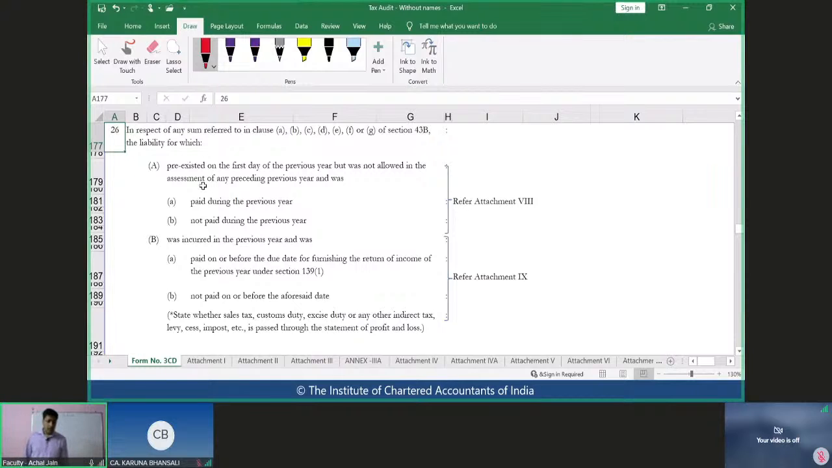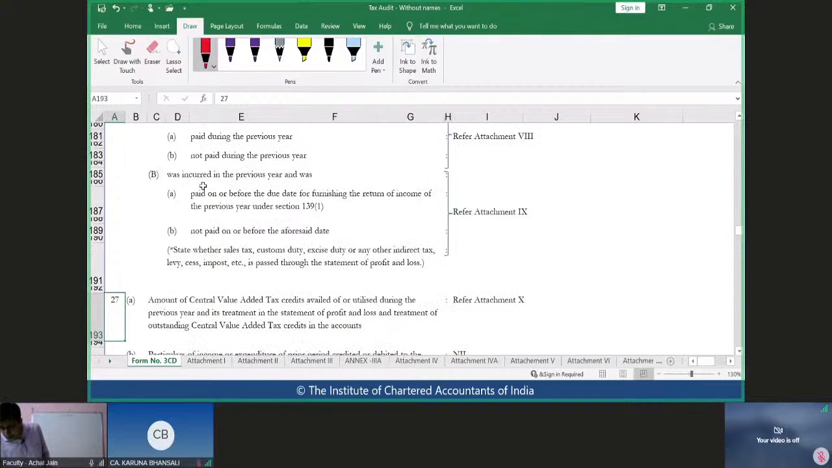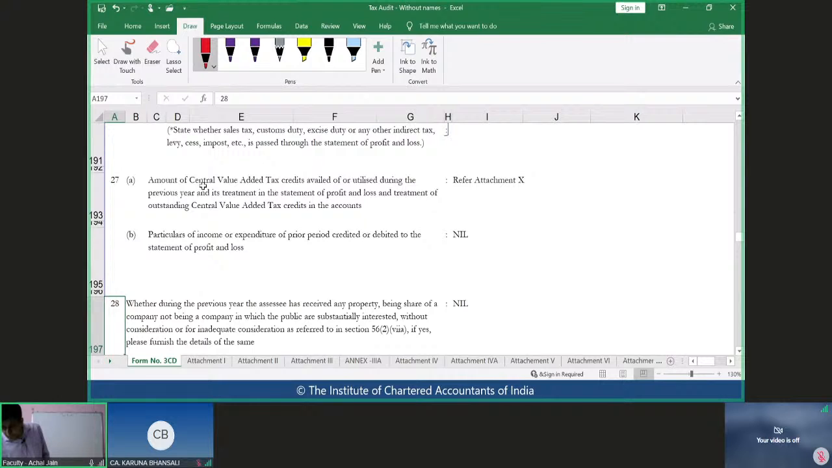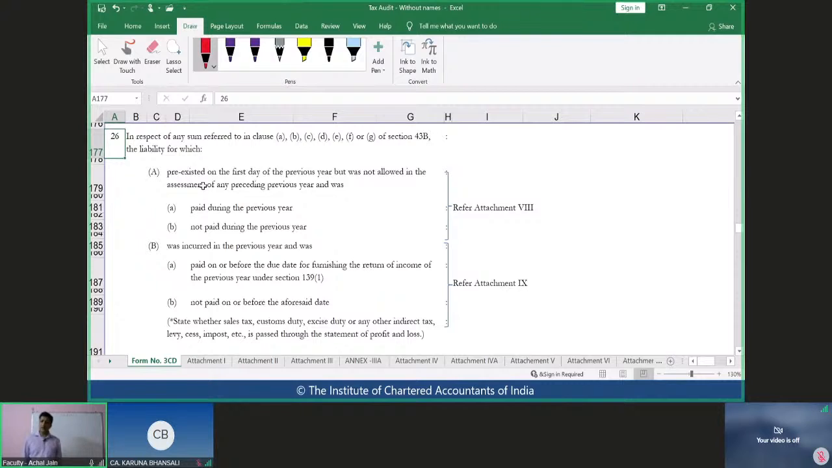Moving on to next procedure, next clause, and that is about section number 43B, as it is popularly known. Okay, so let's move on to section number 43B. Another very important clause of Form 3CD, and at times very confusing clause of Form 3CD. And I'll tell you why this is confusing.